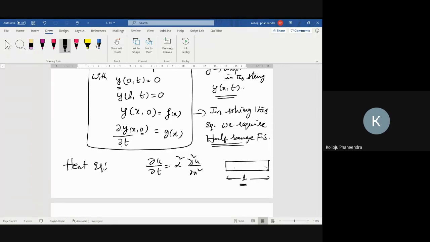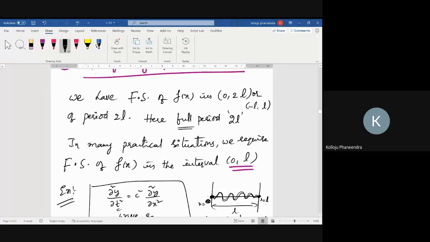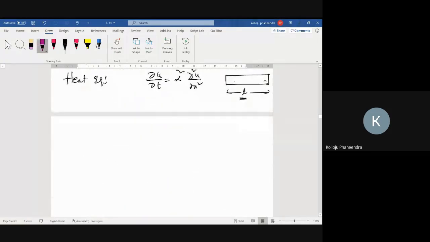Then how to find? See, logic is what? I know the Fourier series formula only in the interval either 0 to 2L or minus L to L. There is no other chance. In 0 to L, I cannot write my Fourier series. That was the first thing. Case 1: half range cosine series. This is the first one, half range cosine series.